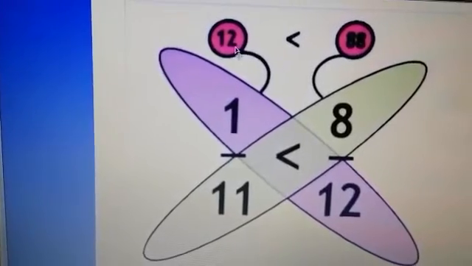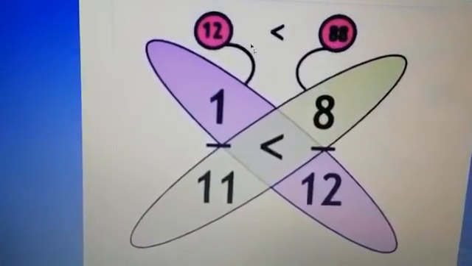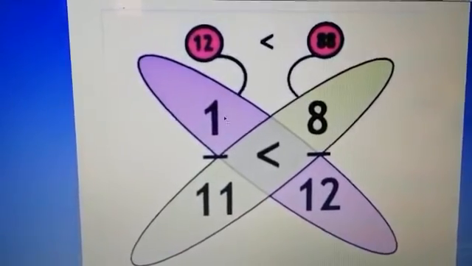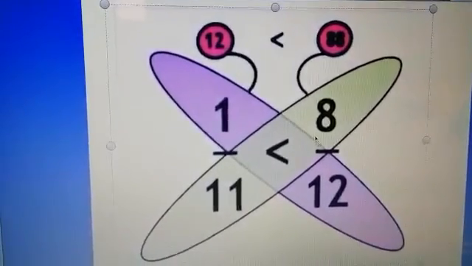Which is the smaller number, the one starting with 1 or the one starting with 8? Yes, of course, 12 is smaller than 88. So the first fraction is smaller than the second fraction.